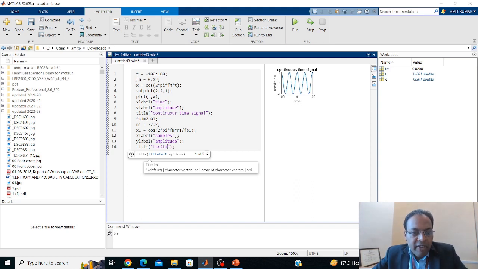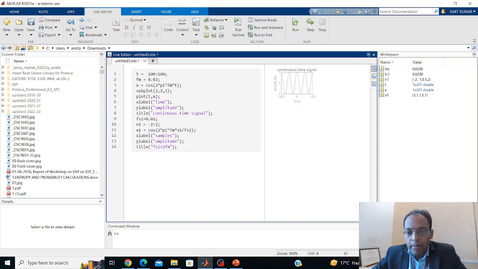What is fs? fs is 0.02 and fm is 0.02. So twice of fm means 0.04. So fs1 is less than twice of fm. So this title we have to give. If you want we can run this part of the program, and if you run it you will get this graph, fs1 is less than twice of fm.